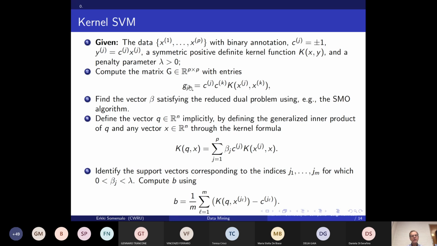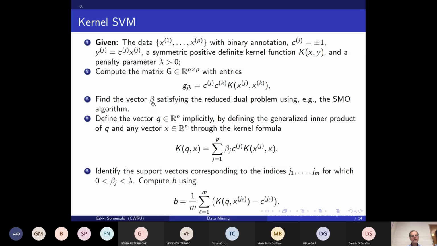Okay, so let's start and take the matrix G. So remember how this matrix G looked. It was the inner product of yj, yk. So that gave you the jkth component of the matrix G. So what I'm doing is replacing the inner product of xj and xk by k of xj, xk. So I'm just evaluating my kernel function at that point. So now this is playing the role of the inner product here.